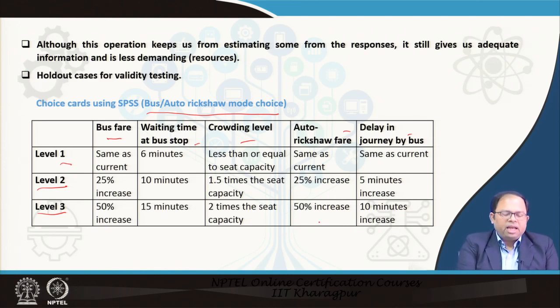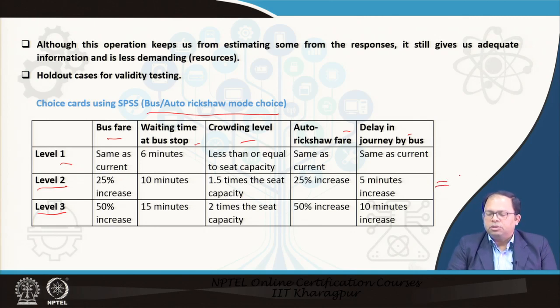For example, we can have one card where bus fare remains the same, but auto rickshaw fare increases by 25%, waiting time at the bus stop remains 6 minutes, crowding level could be 1.5 times the seat capacity, and delay in journey by bus maybe a 5 minute increase. With this combination, will a person choose a bus or an auto rickshaw?